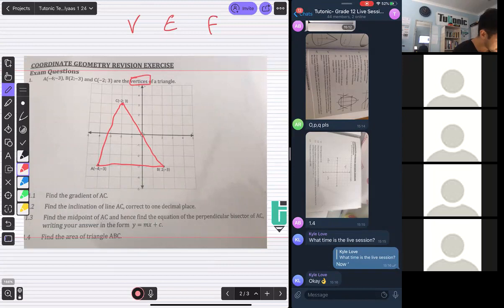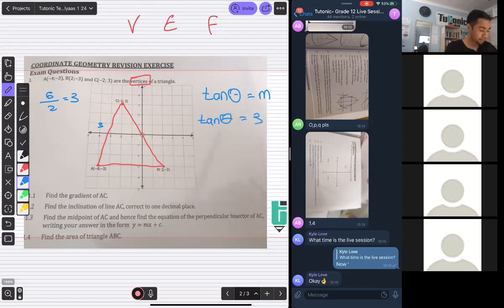Gradient of AC, you just do the simple formula, 3 minus minus 3, which is 6, over minus 2 minus minus 4, which is positive 2, which is 3. Okay, that gradient is 3. The inclination of AC, what's the formula for angle of inclination? Tan theta is equal to m. So what's the gradient of AC? 3. So then you say arctan of 3.